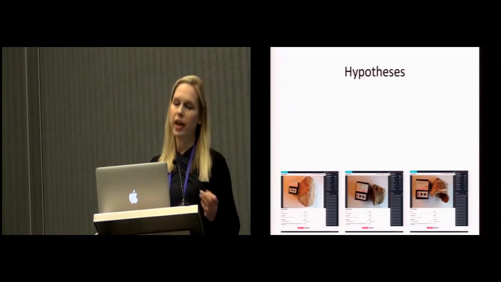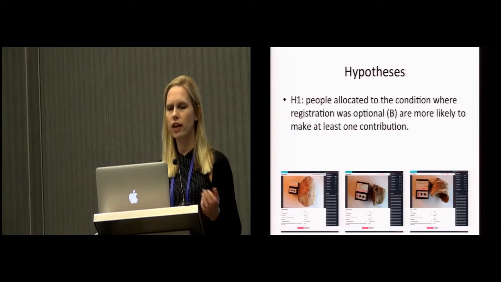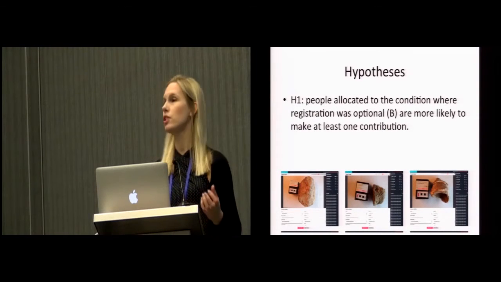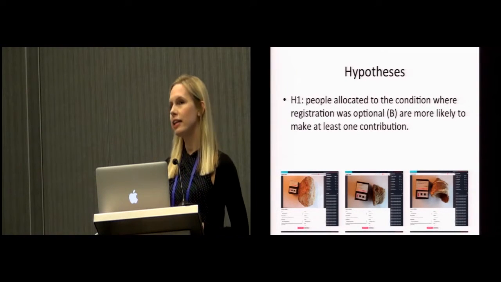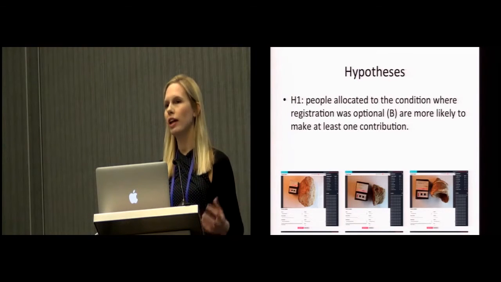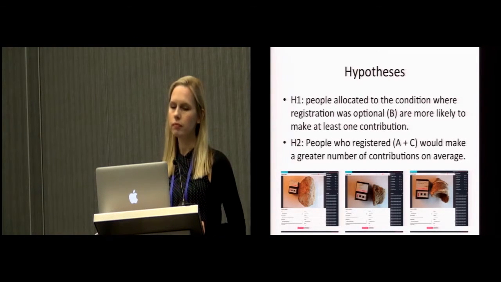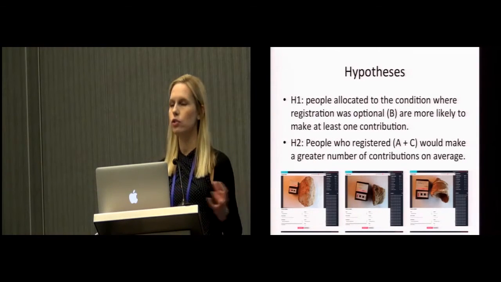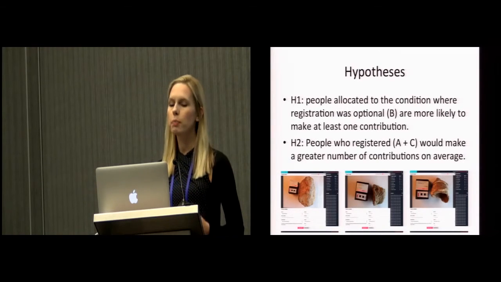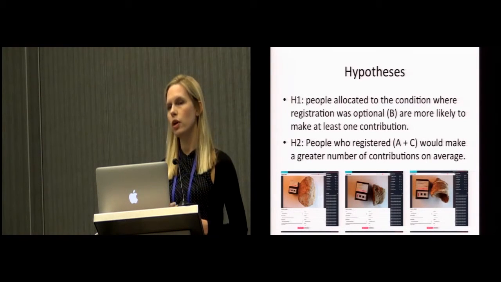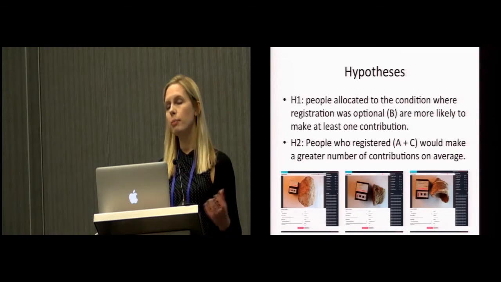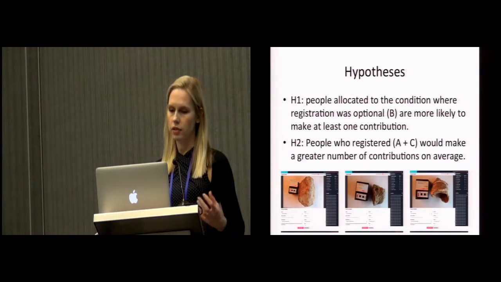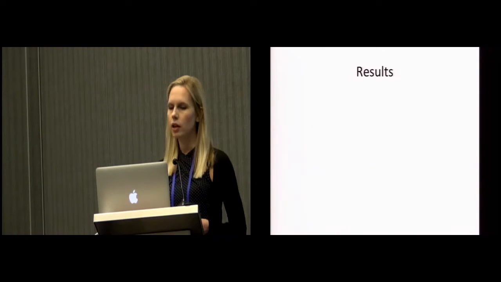So when it came to the analysis, we had 2 hypotheses. The first was that people allocated to the condition where registration was optional, which is group B, are more likely to make at least 1 contribution. So they're more likely to make any contribution. And our second hypothesis was that people who registered, so this is group A where it was mandatory and C where it was optional, would make a greater number of contributions on average. So we hypothesised that having made a commitment to the project, again there's some evidence for this from other work, people would be more likely to make a larger number of contributions. So what did we find?